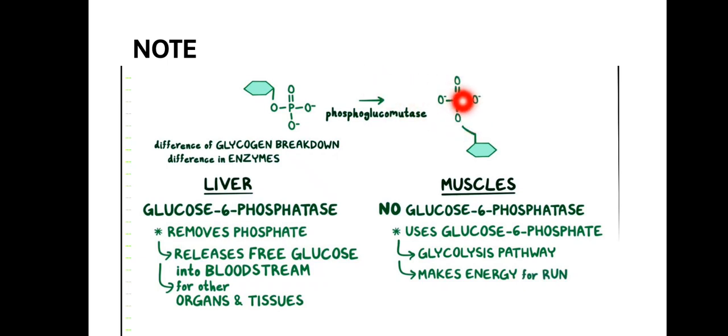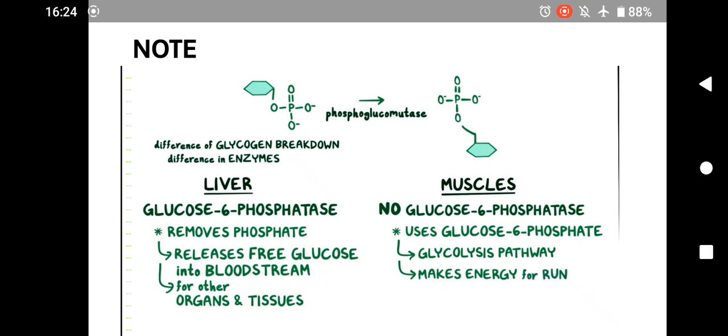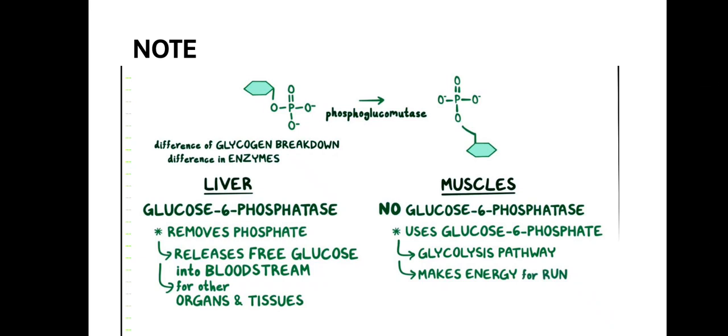So this part is there, but the differences are that in the liver you've got glucose 6-phosphatase, which removes the phosphate group and releases free glucose into the blood for other organs and tissues. That is in the liver. I've already talked about this. In the muscles, there is no glucose phosphatase enzyme. So what your muscles do, they will use glucose 6-phosphate in the glycolysis pathway and make energy for running, or maybe for activities, or whatsoever reason that these muscles will need this particular glucose for.